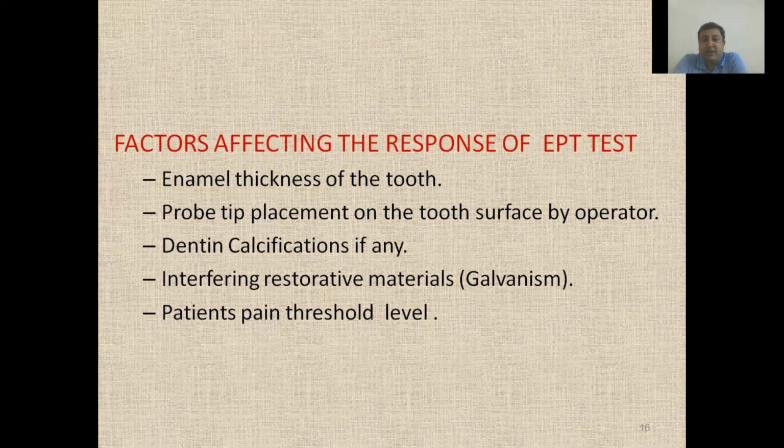Next factor is interfering restorative materials, like in galvanism. Wherever there are two dissimilar metals in an electrolyte, this phenomenon occurs. And in this phenomenon, there is a non-reliable response. Next factor is the pain threshold level of the patient. If the pain threshold level of a patient is too high, then we will get a negative response from that patient. These are the factors affecting the responses of electric pulp test.